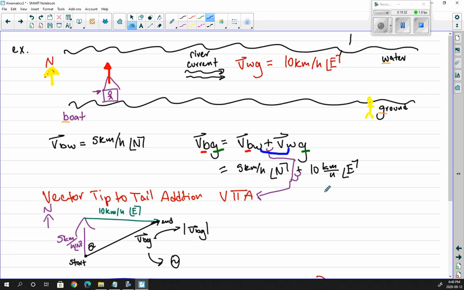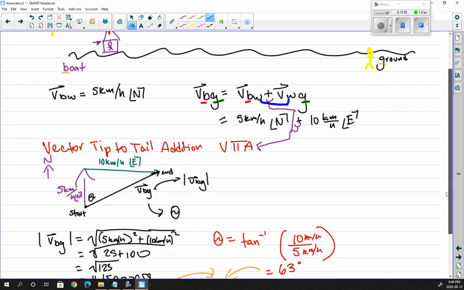Well, what would that be? 15 kilometers per hour northeast? I wish it was that simple. It's not. We have to add vectors in a way that's called vector tip to tail addition. That's how you add vectors. We actually did it with the bunny rabbit. I just didn't give you the name at that point. We were adding displacement vectors at that point. Here we're adding velocity vectors, but the method is the same. It's vector tip to tail addition.